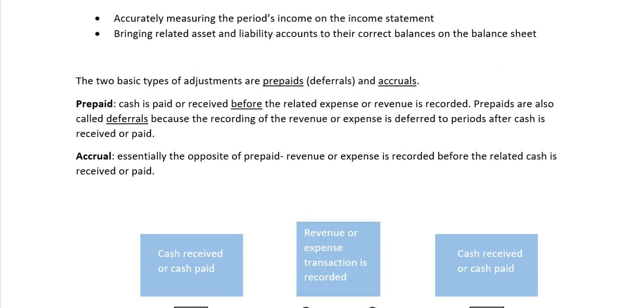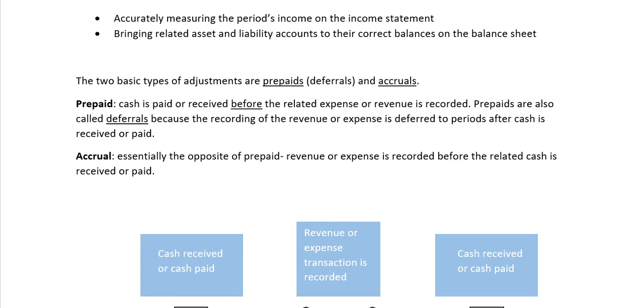So to define these more formally, prepaid is, as the name suggests, the cash is paid or received before the related expense or revenue is recorded. Prepaids are also called deferrals because the recording of the revenue or expense is deferred to periods after the cash flow. Accrual is the opposite of prepaid. Revenue or expense is recorded before the related cash is received or paid.